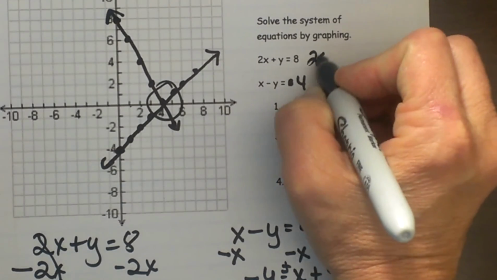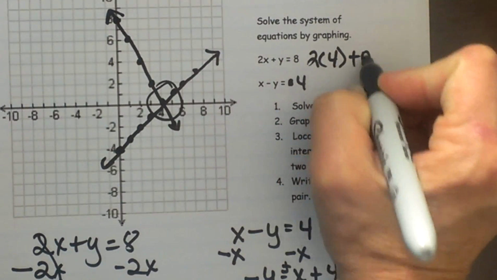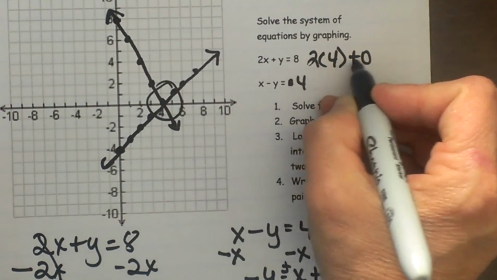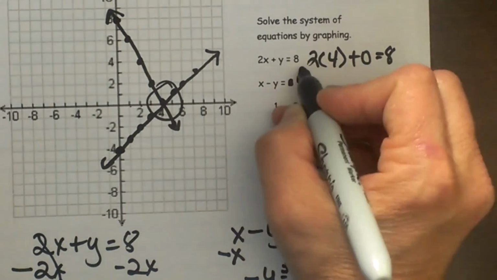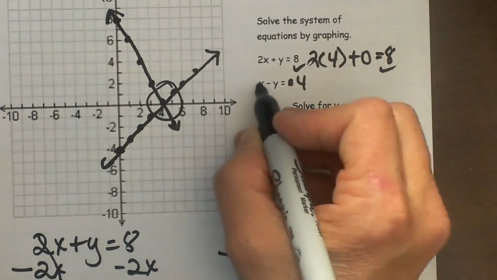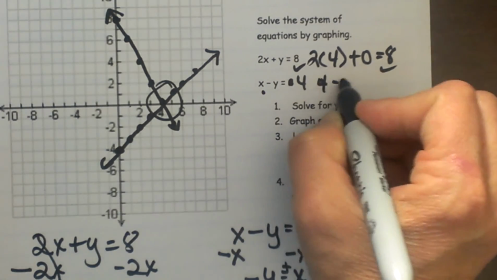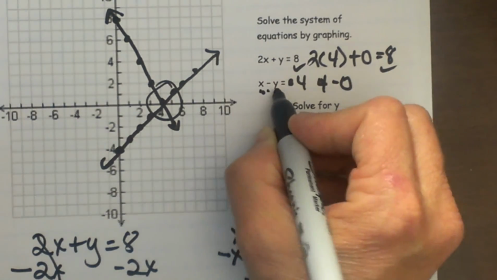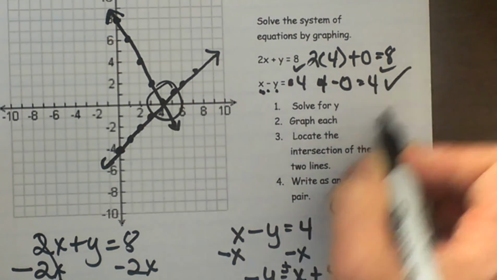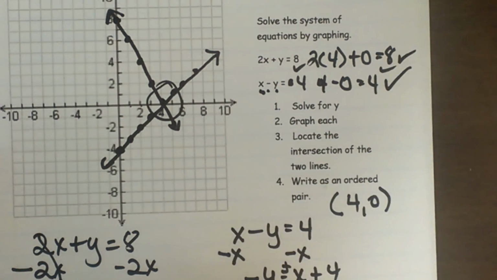Okay, so 2 times 4 plus 0, what does that evaluate to? Well, that's 8 plus 0, which is 8. Sure enough, that matches, doesn't it? And let's plug it in here. So we plug in 4 for x and 0 for y. So 4 minus 0, does that equal 4? And it does. And we check both, and they both work.